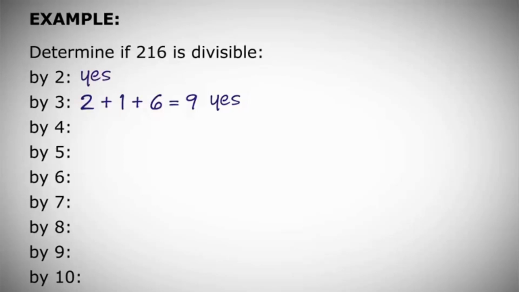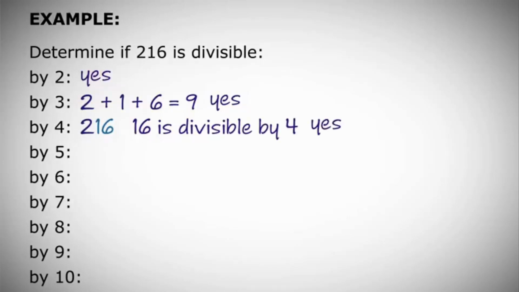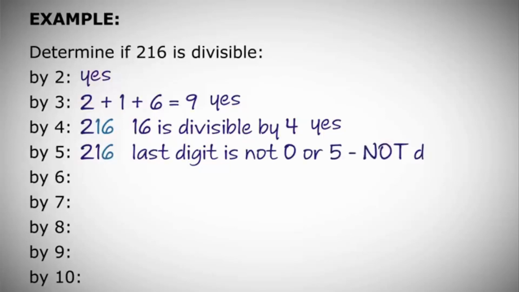also divisible by 3. Is 216 divisible by 4? If it is, the last 2 digits should be divisible by 4. The last 2 digits of 216 are 16, which is divisible by 4, which means that yes, 216 is divisible by 4. 216 is not divisible by 5, however, because the last digit of 216 is not 0 or 5.